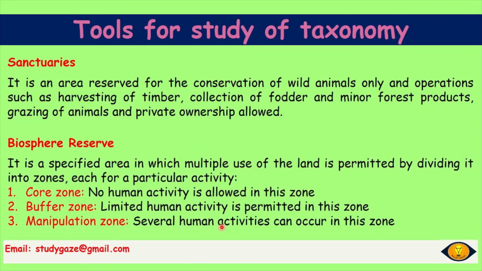Biosphere Reserve. It is a specified area in which multiple use of the land is permitted by dividing it into zones, each for a particular activity. It is divided into three zones: core zone, buffer zone, manipulation zone. What is core zone? Core zone is that where no human activity is allowed. For buffer zone, limited human activity is permitted. In the manipulation zone, several human activities can occur.